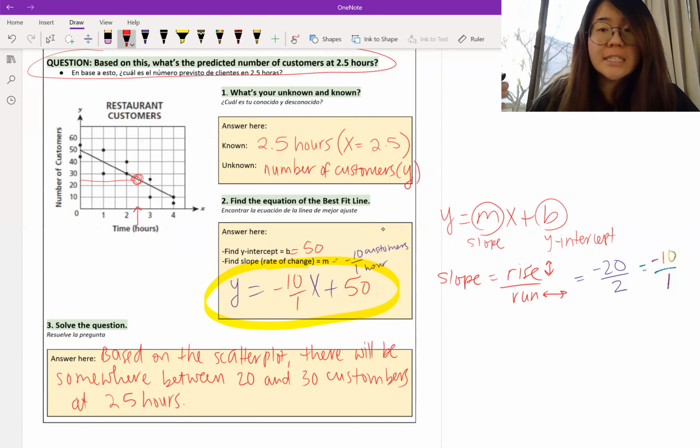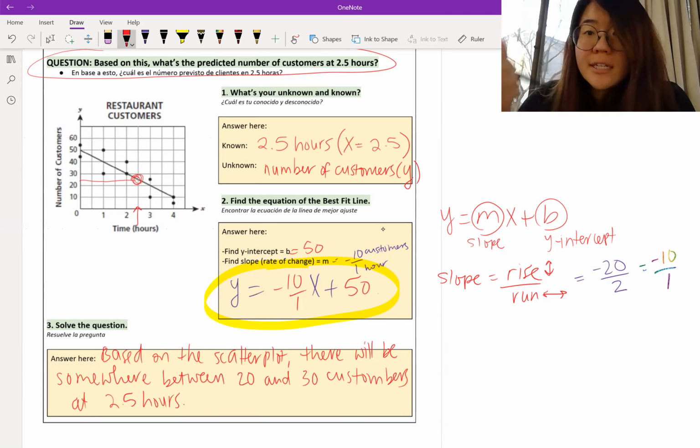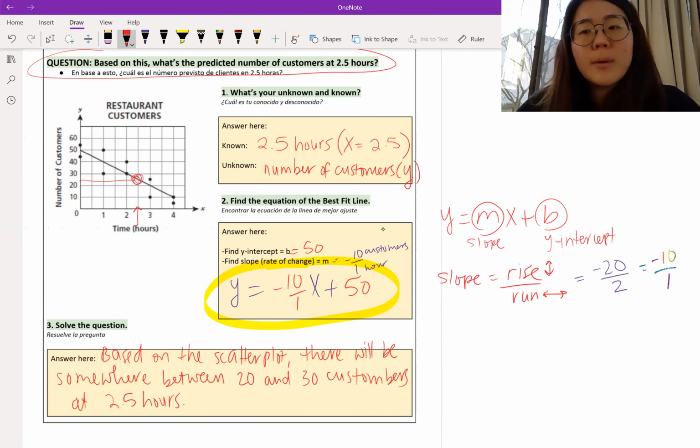What's a good guess of how many customers there will be at 2.5 hours? I look at the graph, I look at the line of best fit, and I'm like, okay, somewhere around 2.5 hours, it looks like it's going to be between 20 and 30 customers. But if you want to make a better guess, like a specific number, we can actually use the equation. So let's go back to number 1.